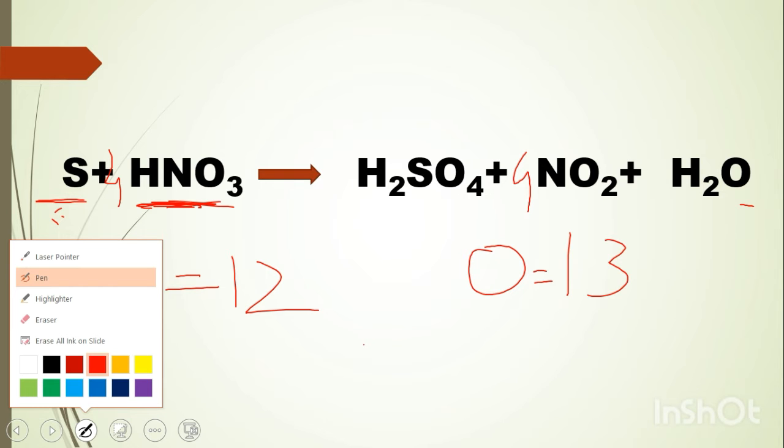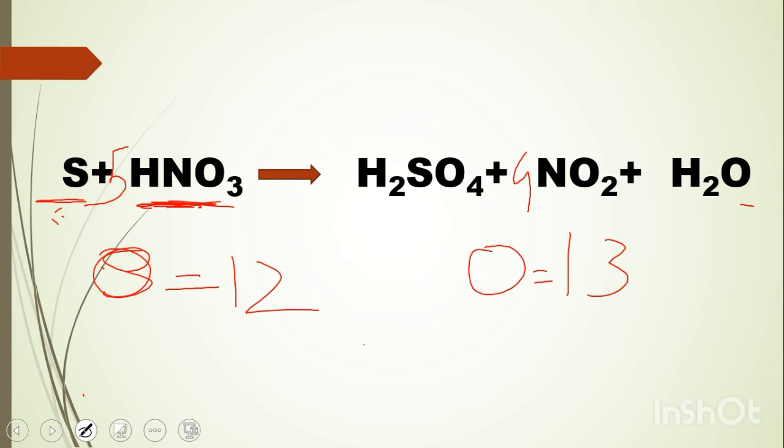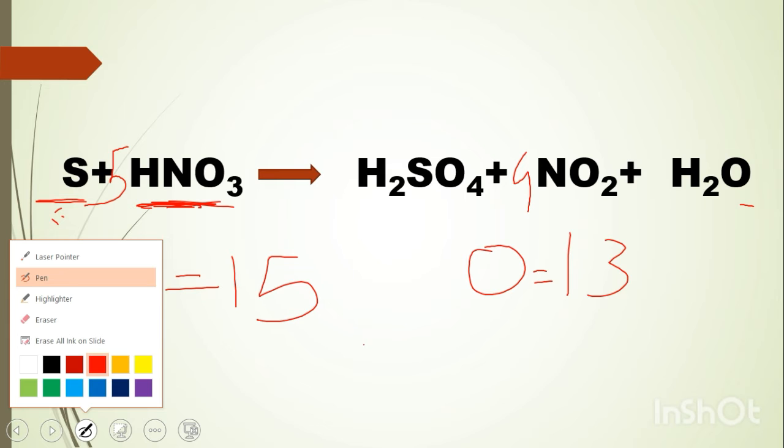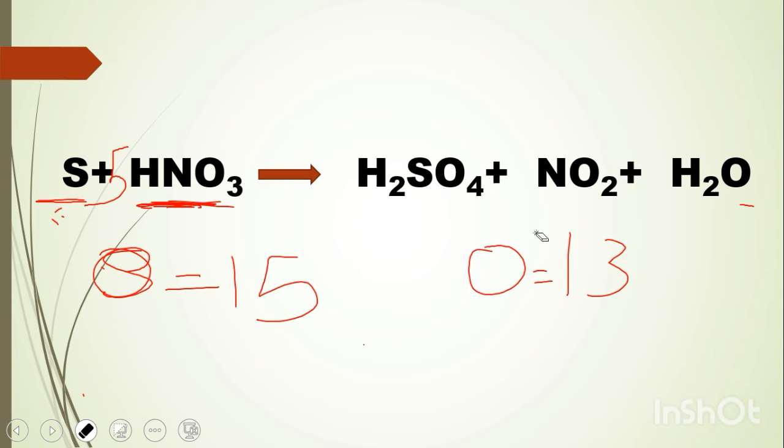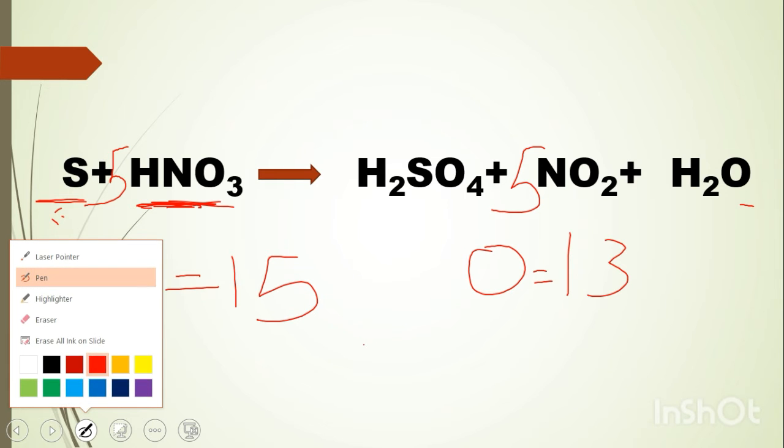So we move further and multiply our reactants with a higher degree, so we multiply with 5. Here the oxygen is now 5 times 3, which is 15, and on the product side the oxygen is 13. Firstly we move toward the metals and non-metals. There is no metal, so we are concerned with the non-metal, so multiply it with 5. So nitrogen is balanced and the oxygen number has changed.